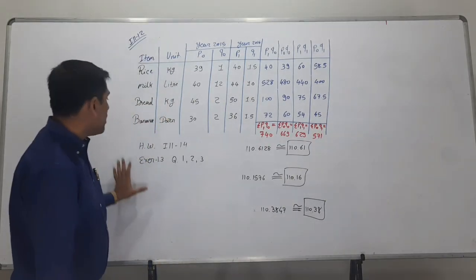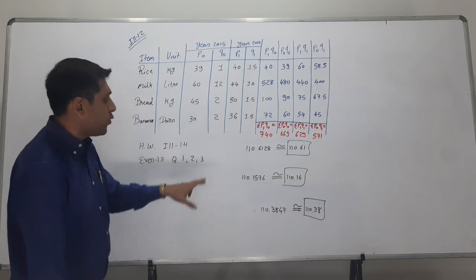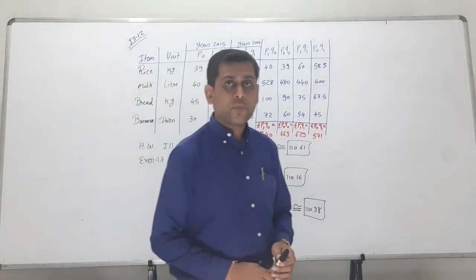Okay. So your homework is only one sum from the illustration and 3 sums from the exercise. Okay. Thank you, class.